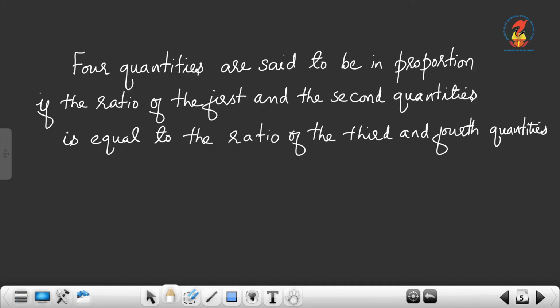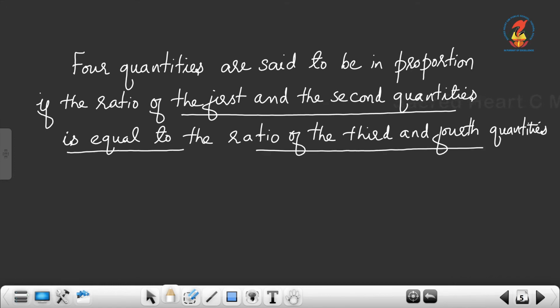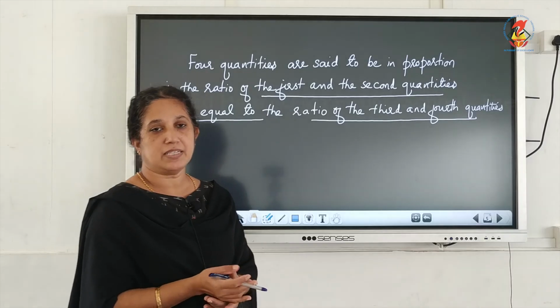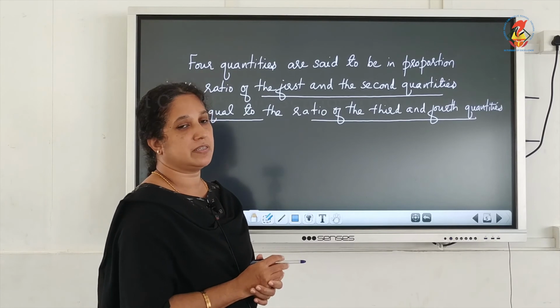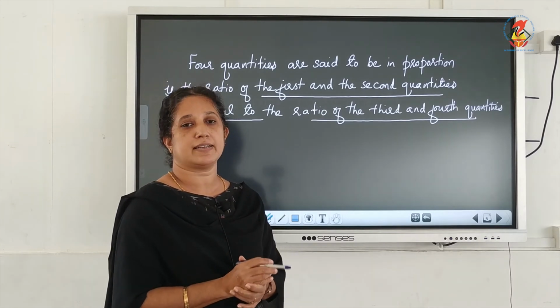Now in general, 4 quantities are said to be in proportion if the ratio of the first and the second quantities is equal to the ratio of the third and fourth quantities. So proportion means the equality of 2 ratios. Then the 4 terms involved are in proportion.